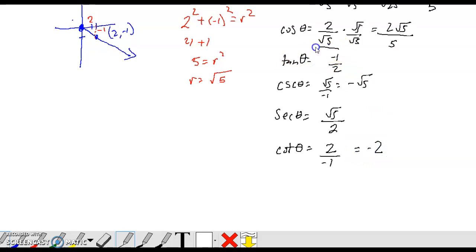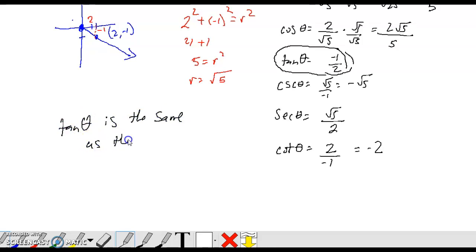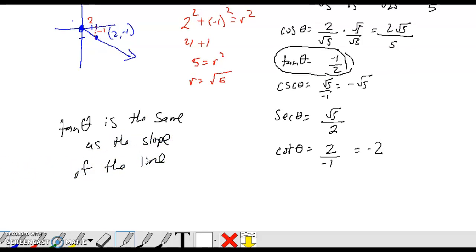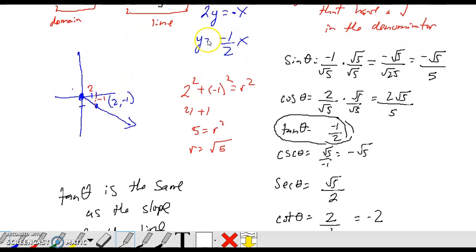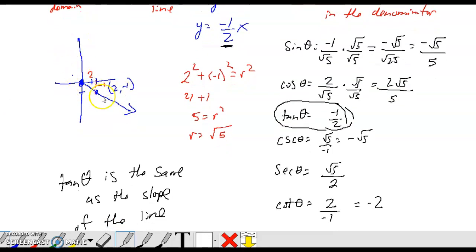Again, I want you guys to note for tangent right there: tangent of theta is the same as the slope of the line. So again, notice that tangent of theta is the same as that lovely slope right there. Once we have one thing, then we kind of know what we're doing. We actually already have our y and our x. We don't actually need to create this ray.